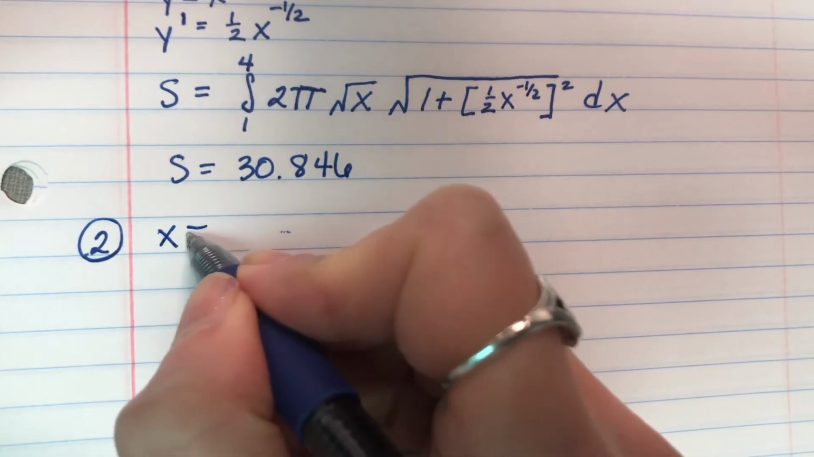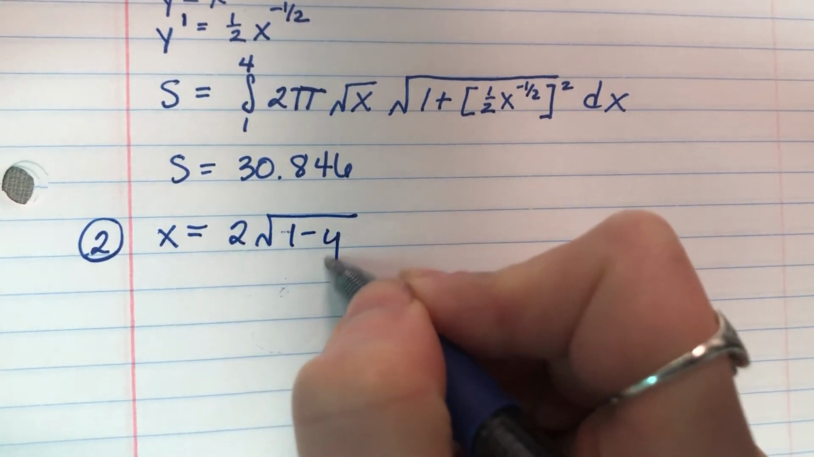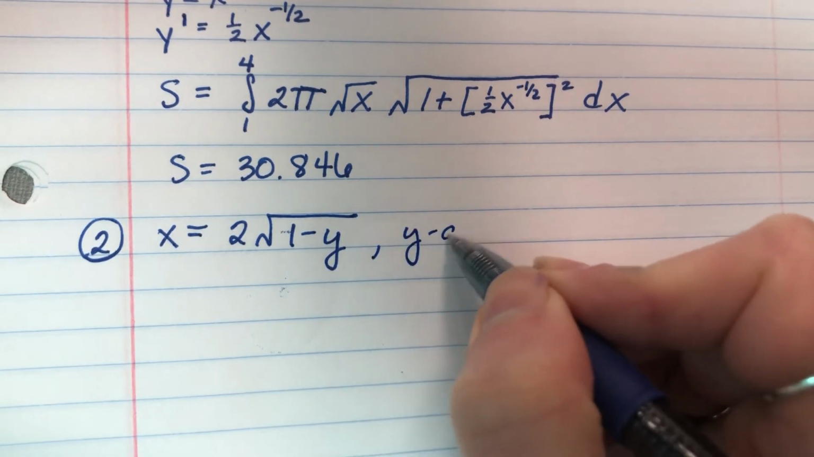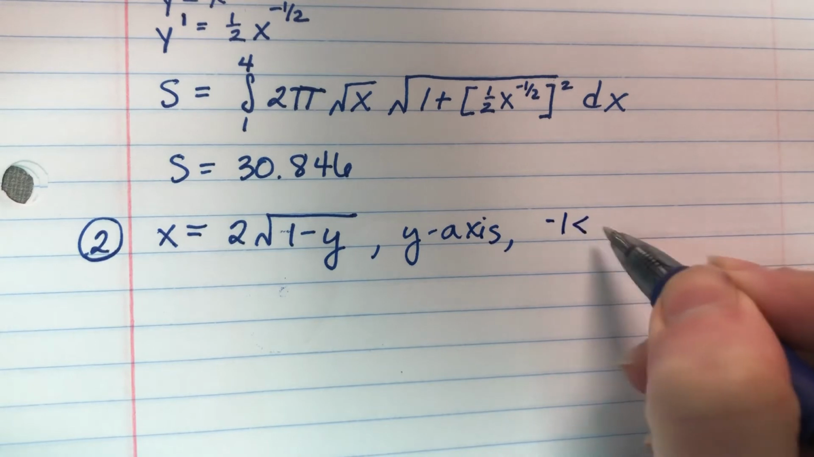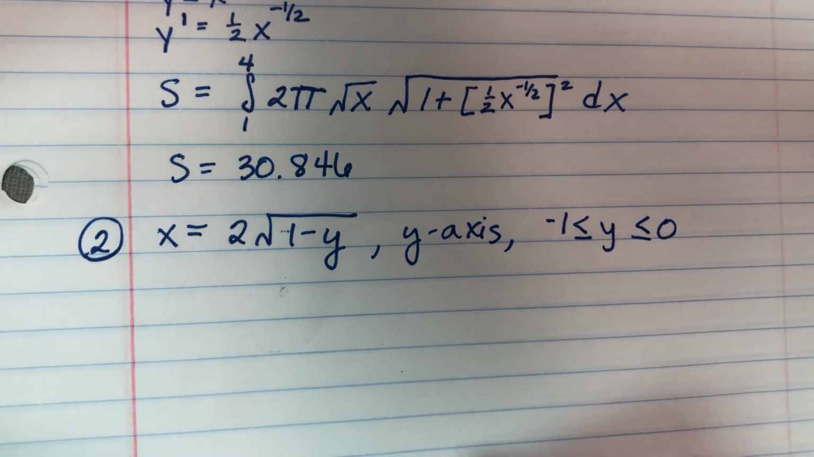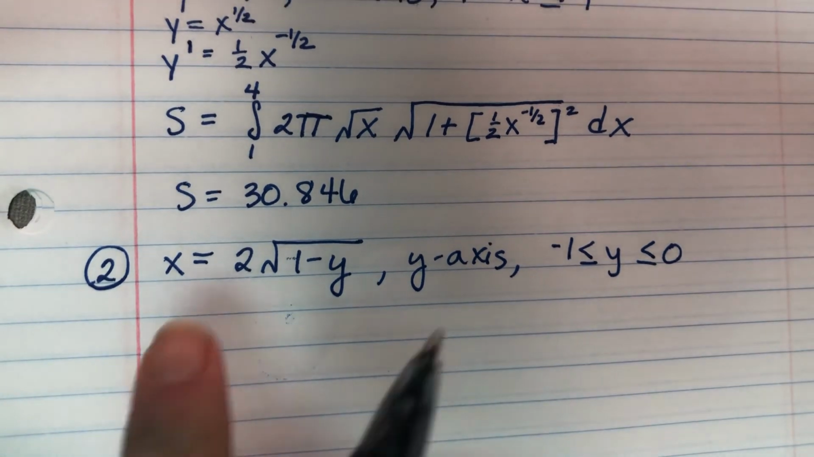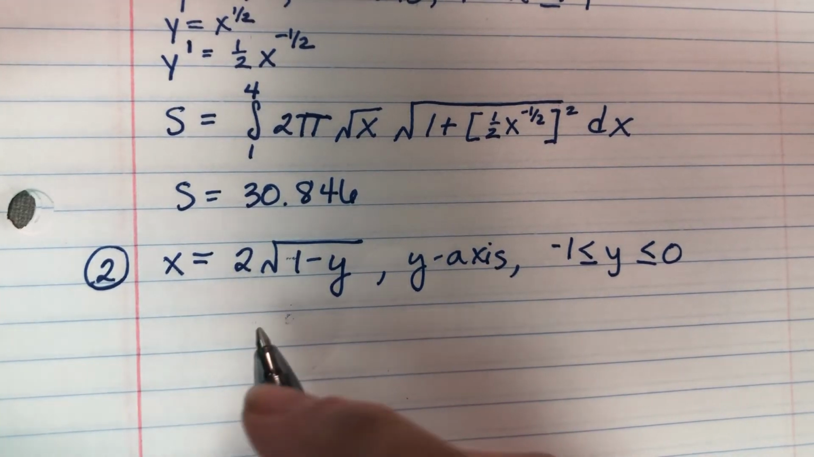This time, x is going to equal 2 times the square root of 1 minus y. We're going to revolve it around the y-axis, and we're going to use y values from -1 to 0. Okay, so again, just like in the last one, I'm going to find the derivative because I know I'm going to need that in my formula for surface area.